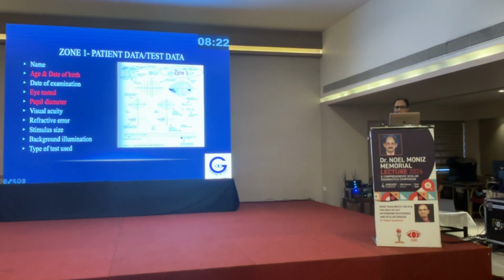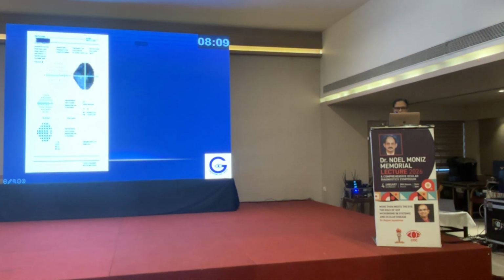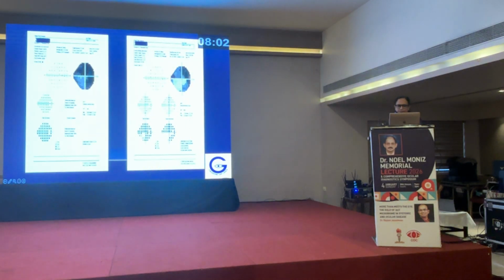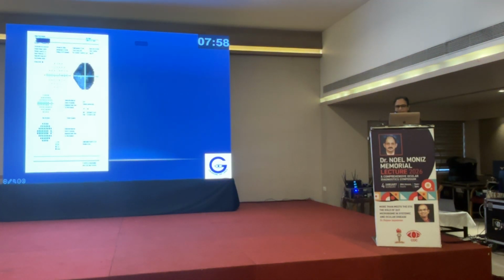Zone 1 includes the patient data and the test data. We have to verify that all these parameters are entered correctly. This visual field testing was done for a 79-year-old male. But in the first field, the optometrist entered the age wrongly. So it was showing an advanced field, as it was a follow-up field.